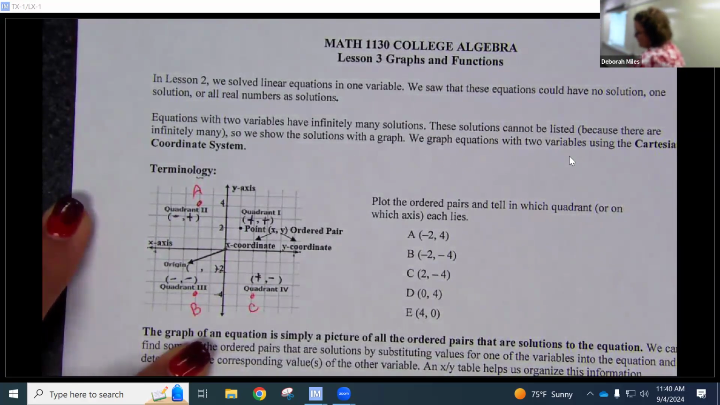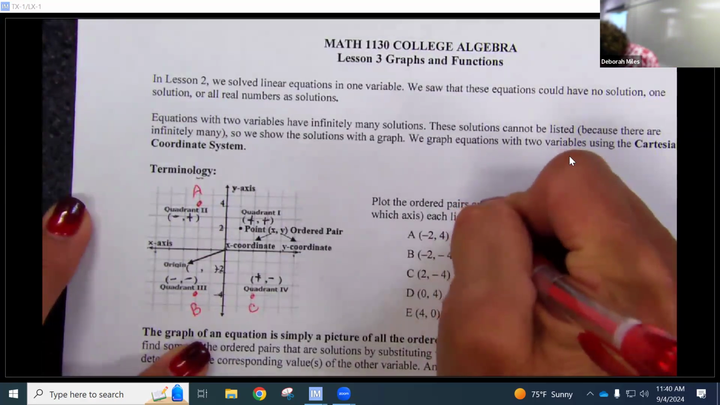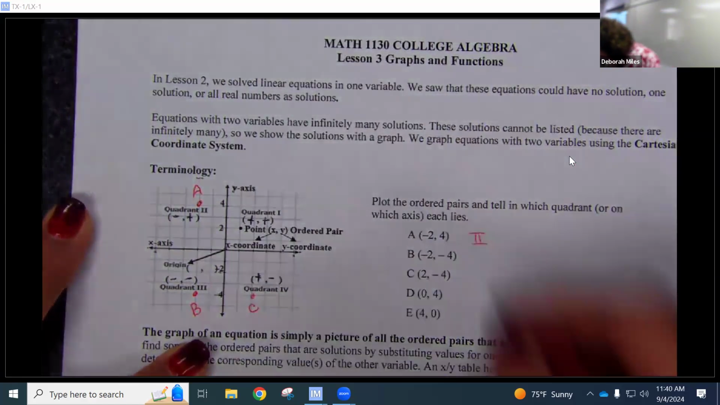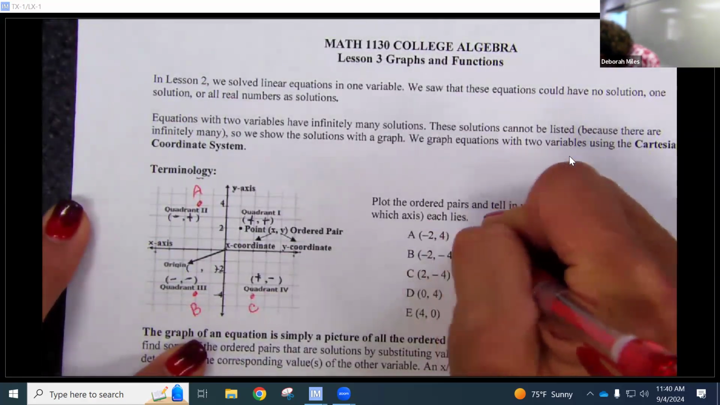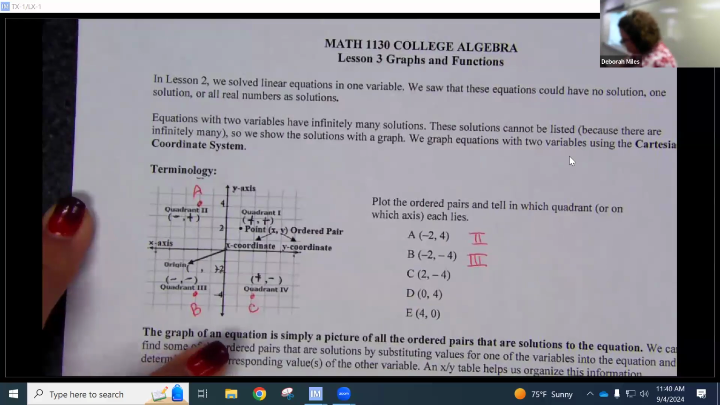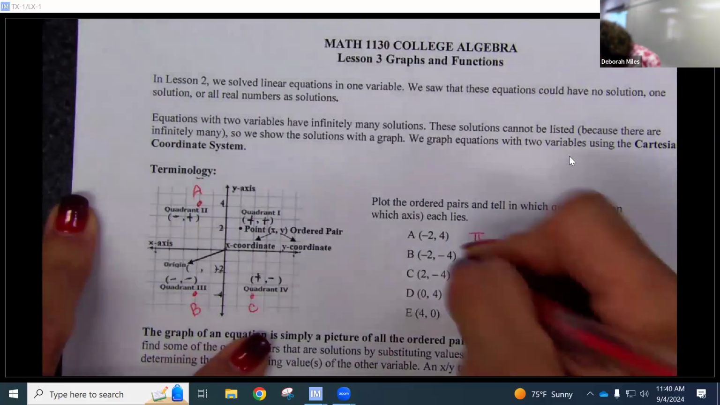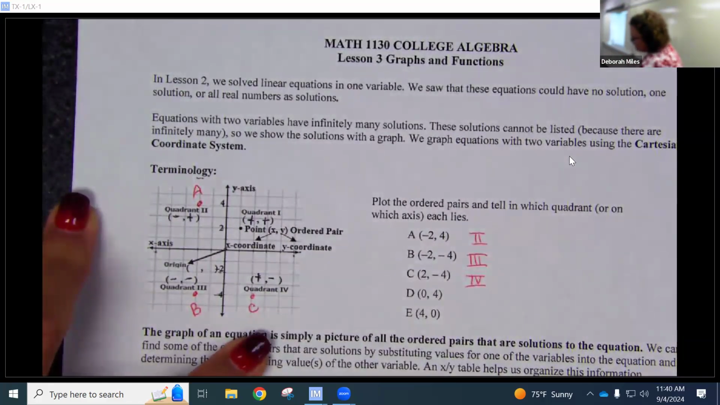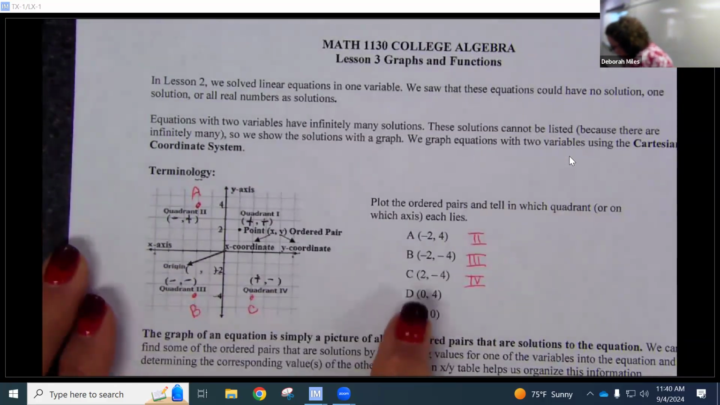What quadrant do you have your point A in? That's quadrant 2. You use Roman numeral 2. B is in quadrant 3 because both coordinates are negative. C is in quadrant, which quadrant? 4 because your X is positive and your Y is negative. That's Roman numeral 4.